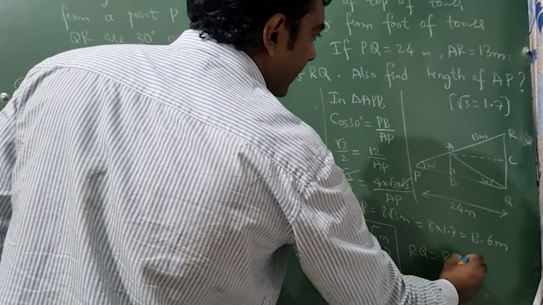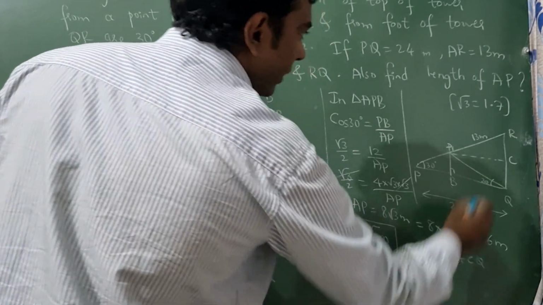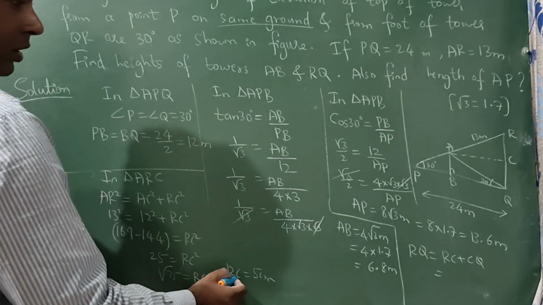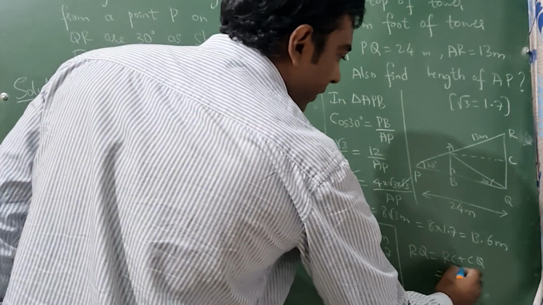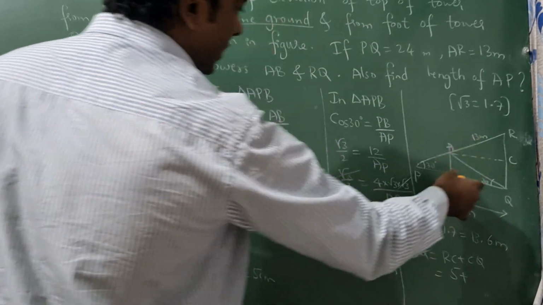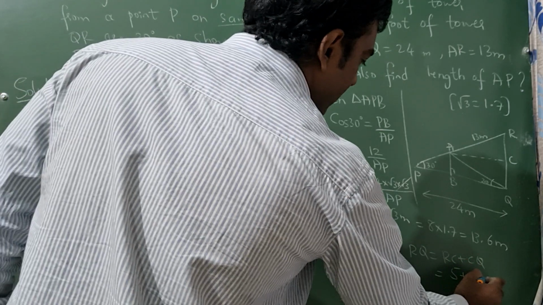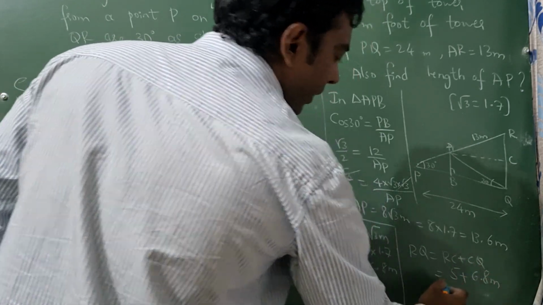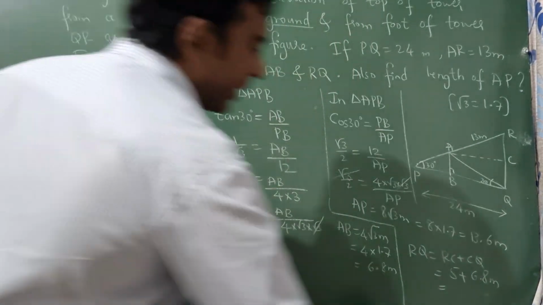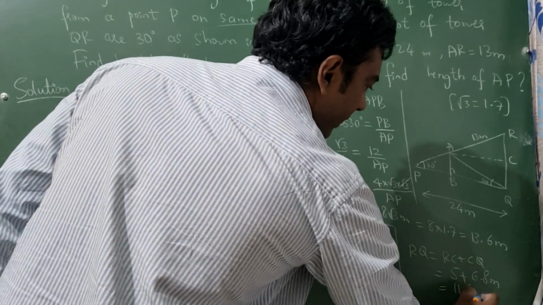So next we need to find RQ. RQ can be RC plus CQ. Now RC, how much did I get? 5 plus CQ is how much? AB. AB is how much? 6.8 meters. So if you add this, how much you'll get? 11.8 meters.